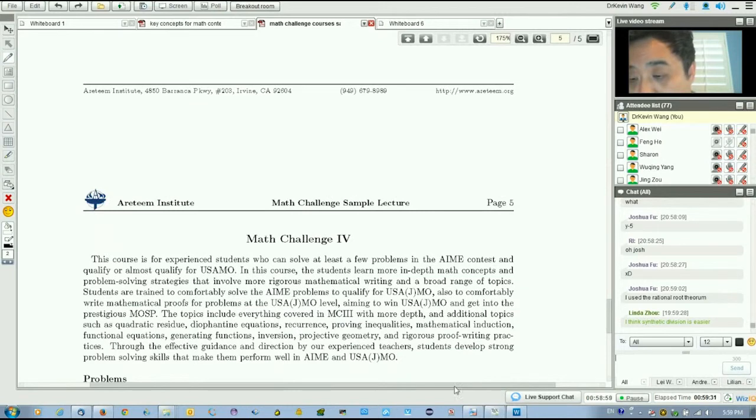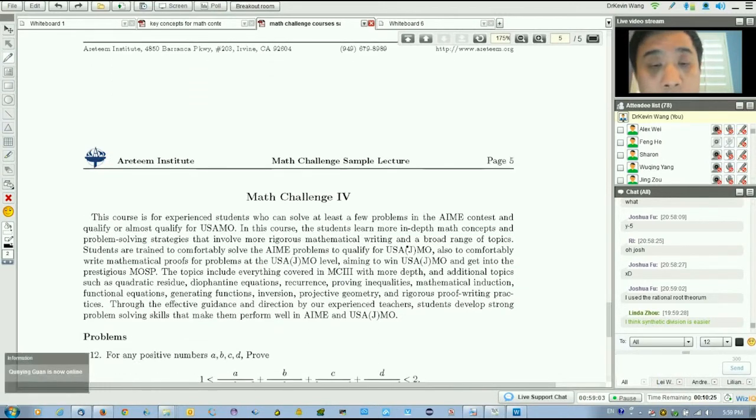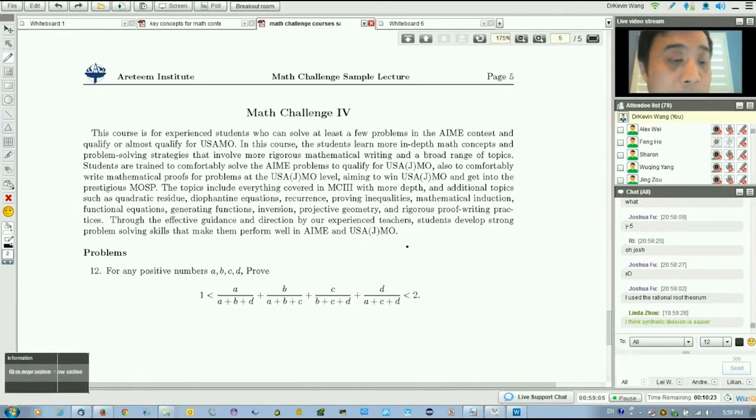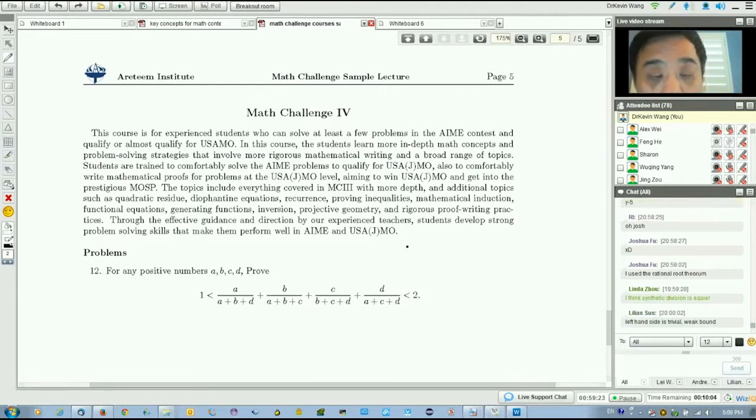Challenge 4 is for Olympiad level. If you qualify for USAMO or USAJMO, you're in this class. This class covers a lot of topics. You cover everything in MC3, and then additional topics like quadratic residue, Diophantine equations, recurrence, inequalities, mathematical induction, and functional equations. You see, there are a lot of topics.